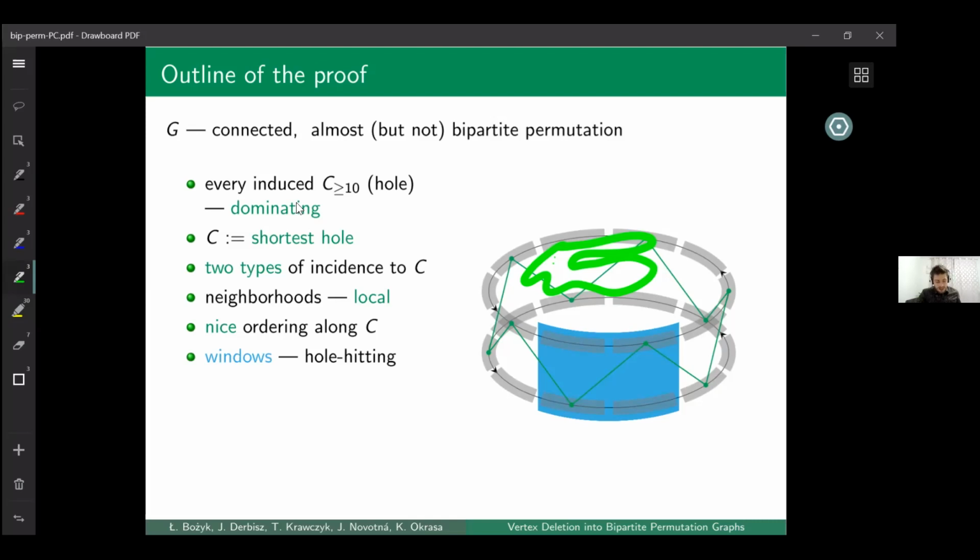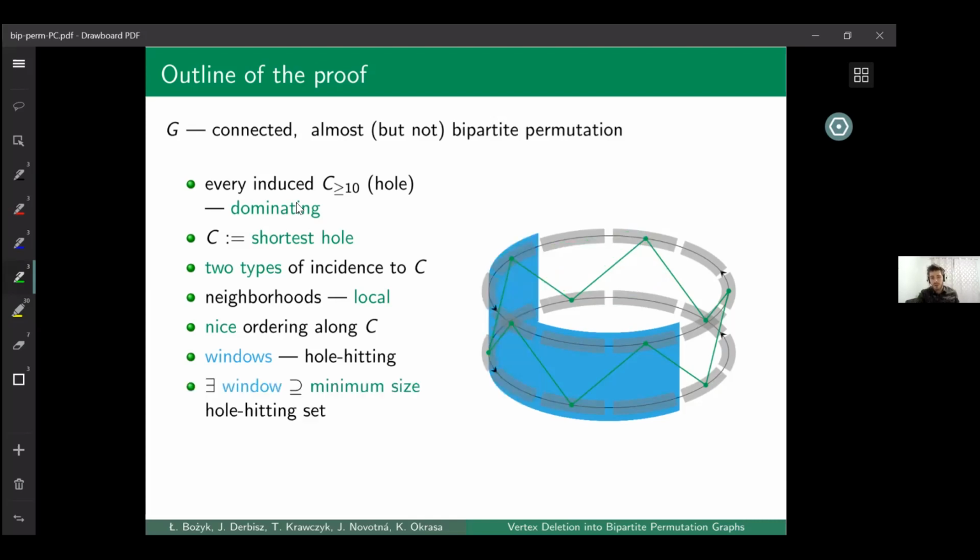Okay, and we can actually prove more, namely when we consider wider windows, that we can find a minimum size hole hitting set. So not only by removing small windows can you get rid of all holes, but also if you take any minimum vertex set that hits every long cycle in the graph, then you can be sure that it's contained within these 5 consecutive blocks of types of vertices.